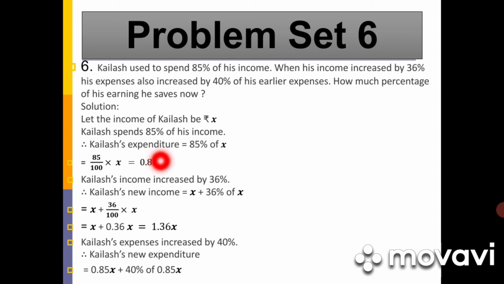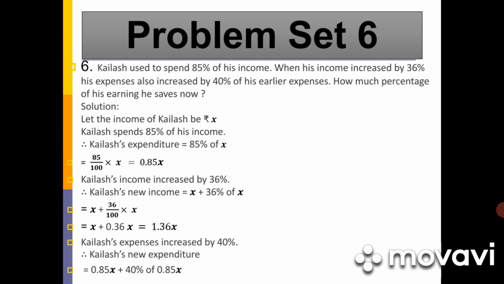Kailash spends 85% of his income. Therefore, Kailash's expenditure is equal to 85% of X, which is equal to 85 upon 100 into X, that is equal to 0.85X. Kailash's income increased by 36% as given. Therefore, Kailash's new income is equal to X plus 36% of X, which is equal to X plus 36 upon 100 into X. This is equal to X plus 0.36X, which is equal to 1.36X.